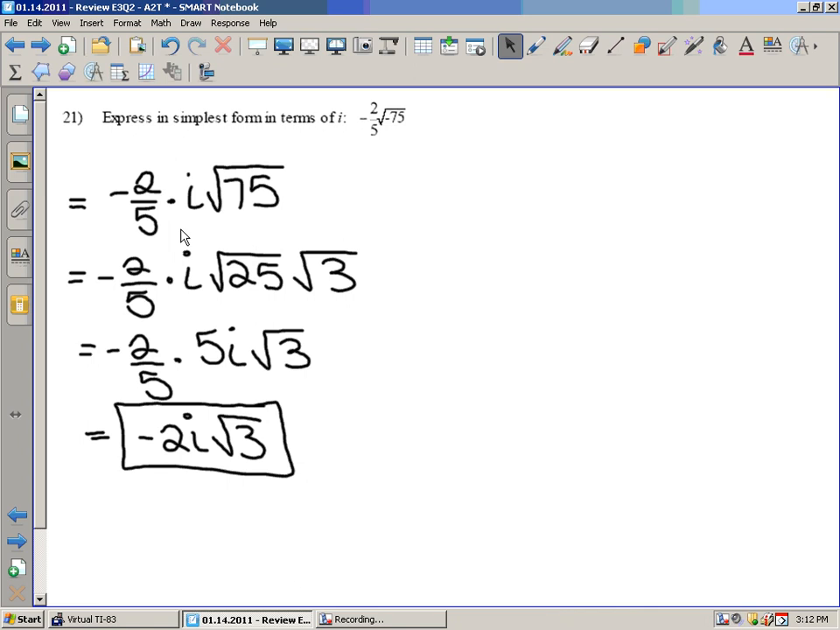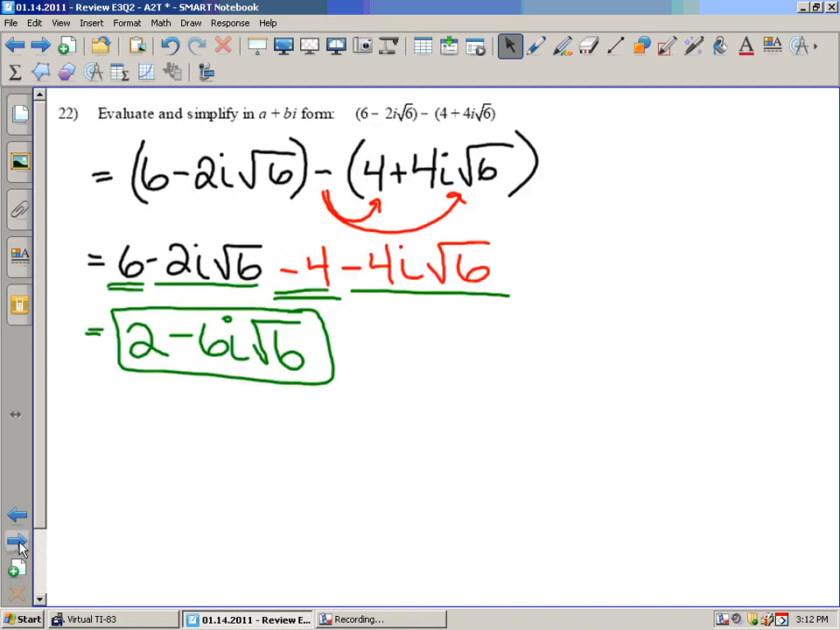Negative 2/5. The i underneath the radical, the negative underneath the radical, breaks out in front as an i. Then you simplify 75. 75 breaks down to rad 25, rad 3. Square root of 25 is 5, and then you reduce. 2/5 of 5 is 2. That's the answer.